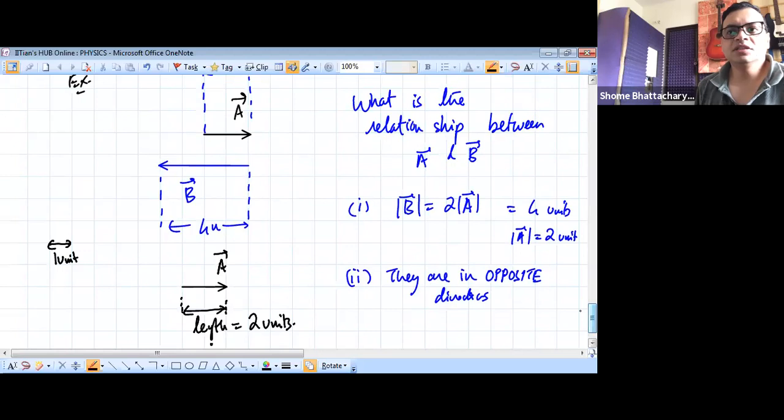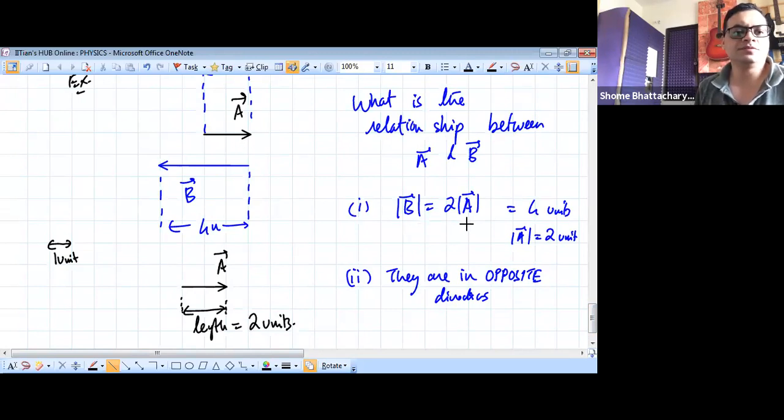Whereas in the same diagram, you can see the vector arrow drawn for B, this one. How long have I drawn this? I have drawn this 4 boxes long. That means what magnitude have I given it? 4 times that same unit. Whereas A is 2 times that same unit. That means the magnitude of B is what?